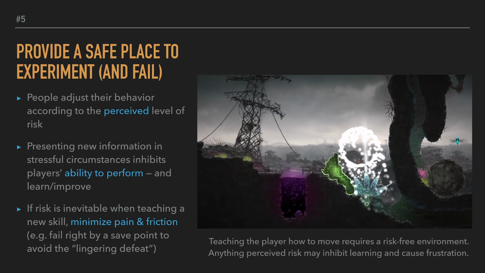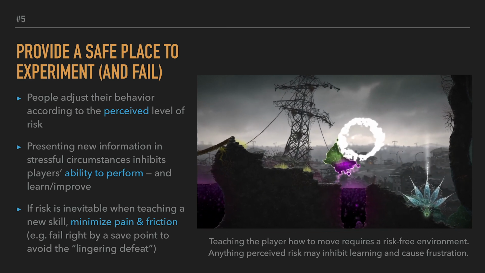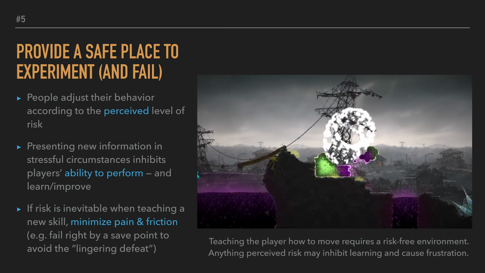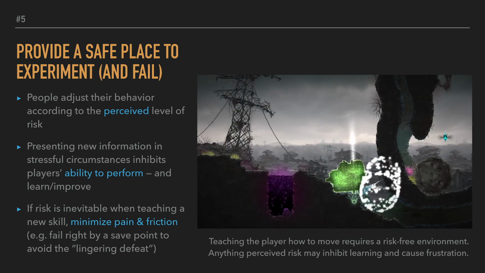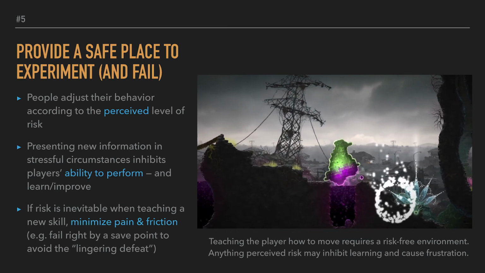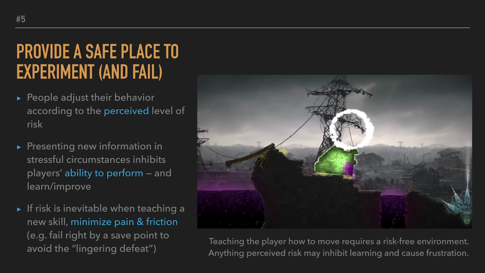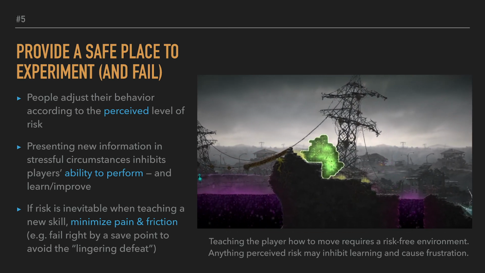And in some cases, you have to teach players about deadly things, right? So if risk is inevitable when teaching a new skill, minimize the pain and the friction. In this case, I'm teaching about this cancerous acid. You are very likely going to die when you encounter this thing, so I just put it right by the save point. There's really no need for what I call the lingering defeat of trying, failing, and then going 3 minutes to go back to where you left. That makes no sense when you're learning. You should not be stressed when you learn.